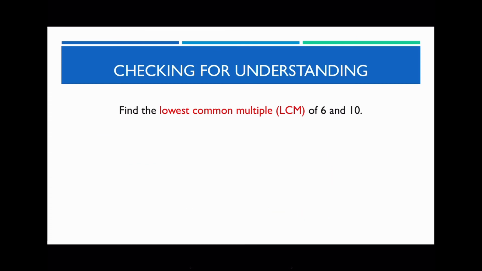Got another question for you that I'd like you to answer inside your exercise book. So please pause the video right now so you can answer this question by yourself. The question reads, find the lowest common multiple of 6 and 10. So I'm going to be applying the same strategy.